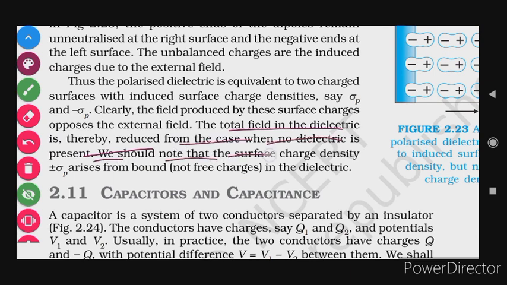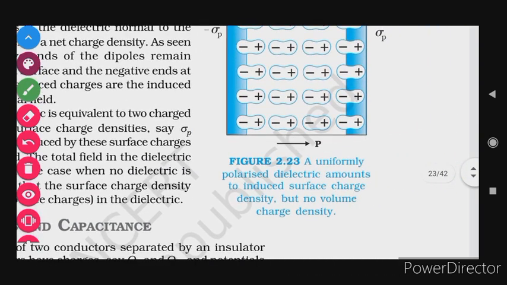We should note that the surface charge density plus minus sigma p arises from bound charges in the dielectric. So you can see here no charges are moved, but there is still induced electric field. Okay, so this is the explanation of this paragraph. I hope I was able to make you understand this paragraph.